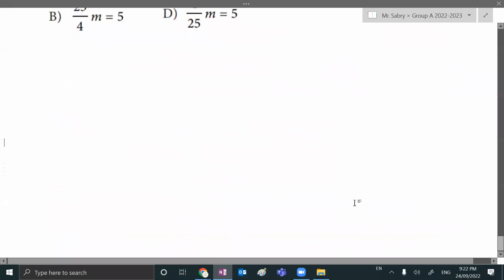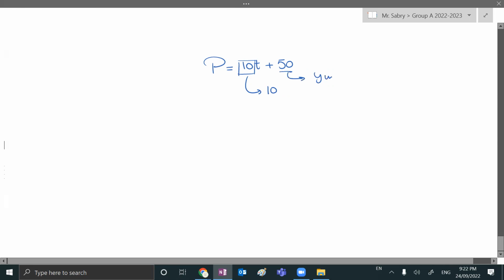Okay. Now, I want to discuss with you the linear equations again for a second. If we said, let's say, that P is equal to 10t plus 50, what's the slope of this equation? And please discuss this with me out loud. What's the slope of this? It's the 10, yes, that's the slope. Good. And what's the y-intercept? The 50, that's the y-intercept.